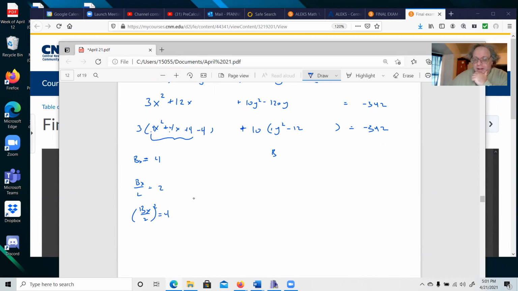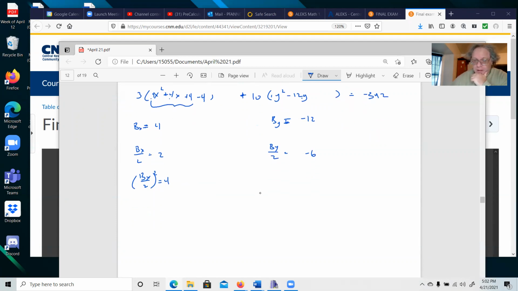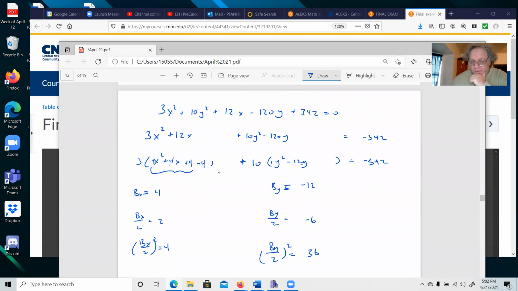Okay, for the y side, the middle term for y, what is that? Negative 12, right? And if we cut that in half, we get negative 6. Again, that's going to be important later. Then b over 2, and we're going to square it, and negative 6 squared is 36. So we're going to add 36 and then subtract it. Again, we added 0. We added nothing. But again, I'm going to go ahead and group them like this.